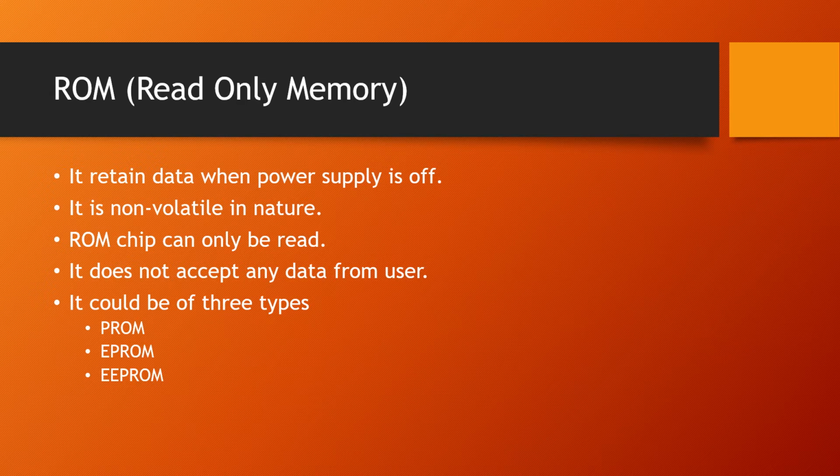Next is ROM. ROM retains data when the power supply is off. It is called a non-volatile memory, or non-volatile in nature. ROM chips can only be read. It doesn't accept any data from the user. It could be of 3 types: PROM, EPROM and EEPROM. PROM full form is programmable read-only memory. EPROM means erasable programmable read-only memory, and EEPROM means electrically erasable programmable read-only memory.